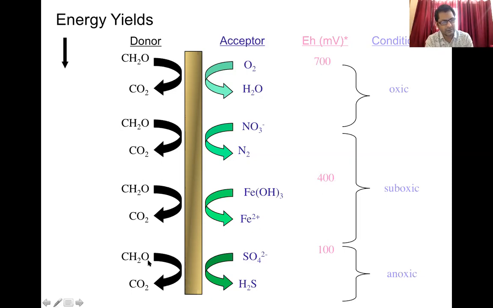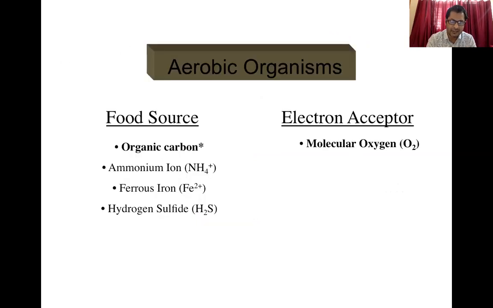The third one is again lower than this, when glucose is converted into CO2 and all of these are not present. Then sulfate can act as a terminal electron acceptor and be converted into hydrogen sulfide. This reaction happens at a very low redox potential, minus 70 millivolt, and this is a totally anoxic condition. So this is on the basis of one electron donor, glucose, and different electron acceptors.